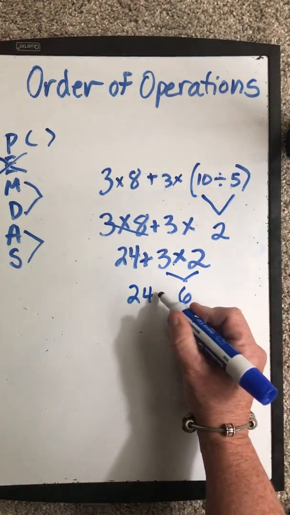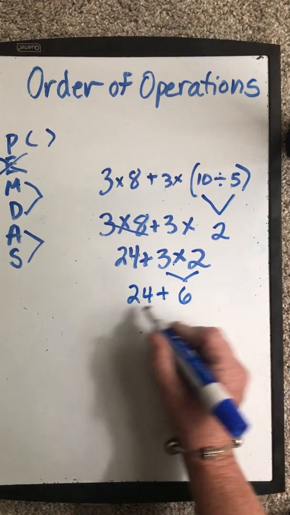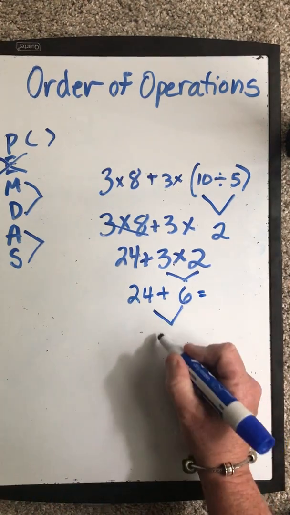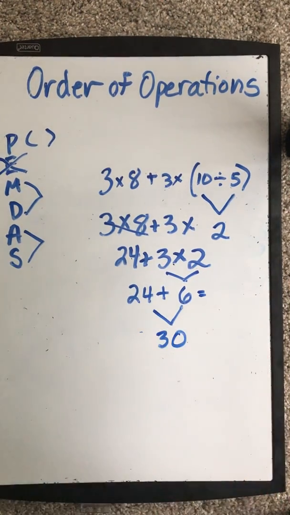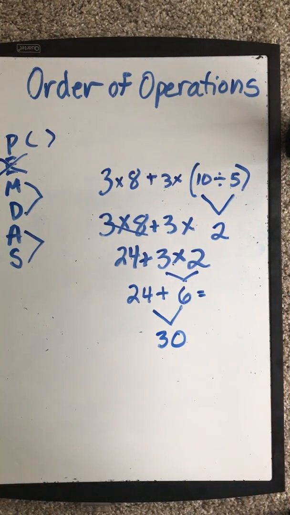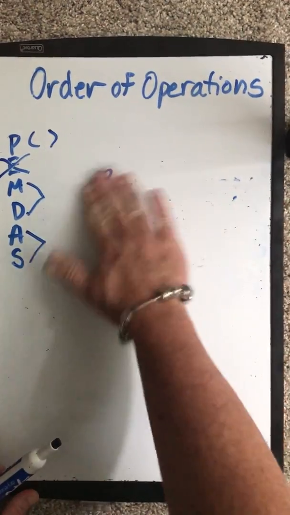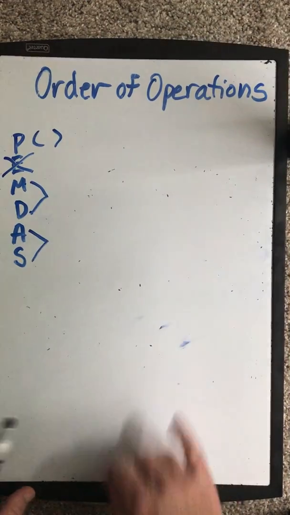So now what do we have left? We have 24 plus 6. So that's my last thing that I have. So I know I can go ahead and solve that. 24 plus 6 is 30. We can try one more.